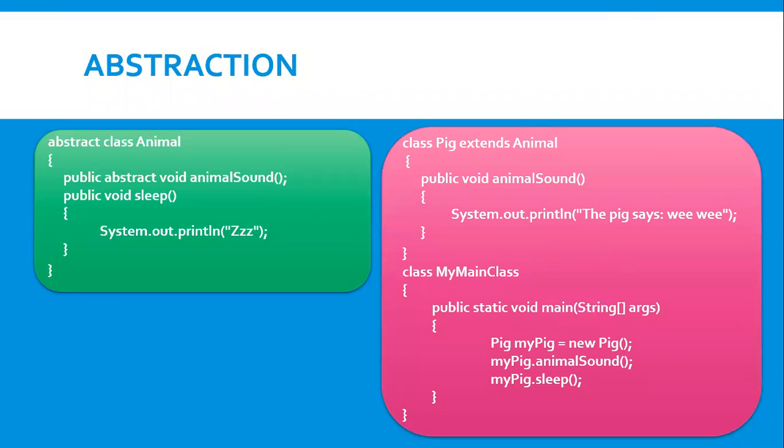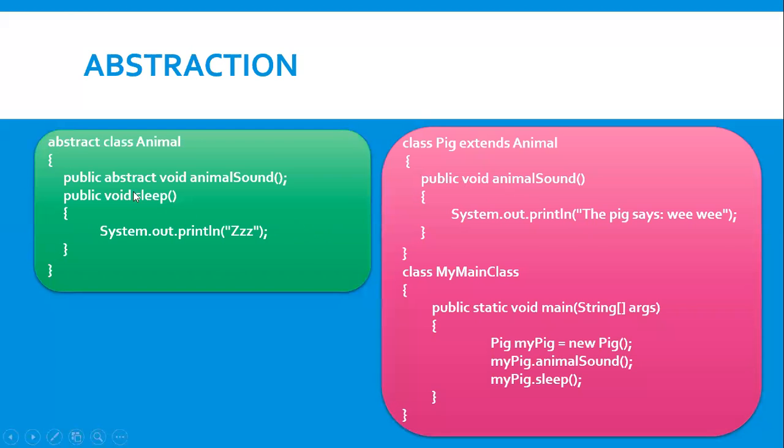Now if I want to extend that Animal class, which is an abstract class, there is no rule that an abstract class should contain only abstract methods. An abstract class can also be a combination of both abstract methods as well as concrete methods. But when you extend that Animal abstract class like this, definitely the abstract method must be defined in that class.